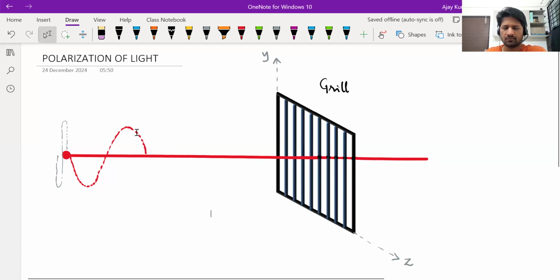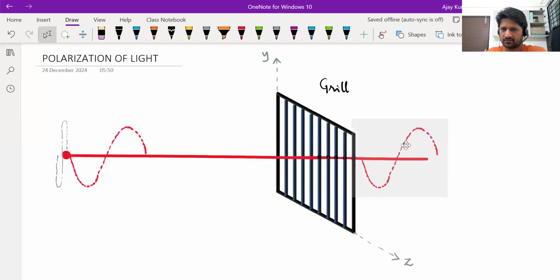No. Why not? Oh, yeah, it will be able to. It will be able to, okay? Because this pulse is disturbing particles in the y direction. And the grooves in the grill are also in the y direction itself. Fine. So this pulse will be able to pass through the grill to the other side of the string.